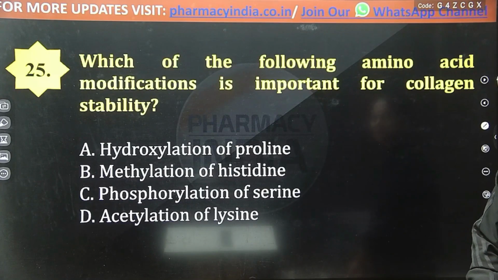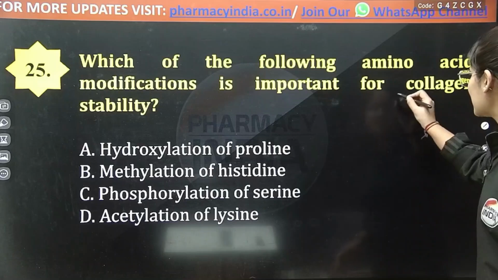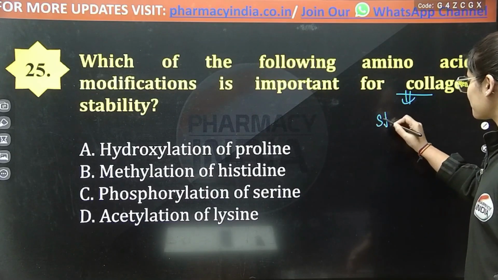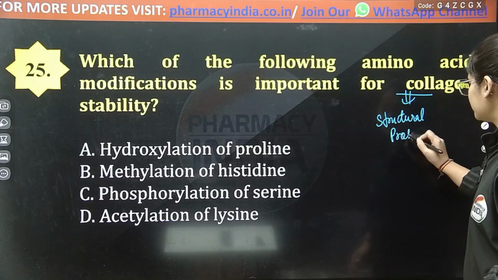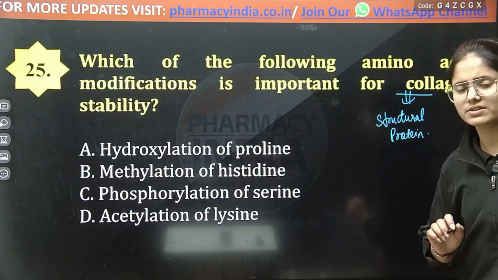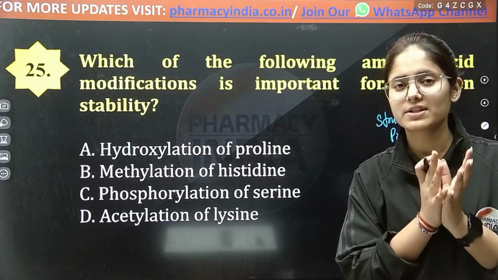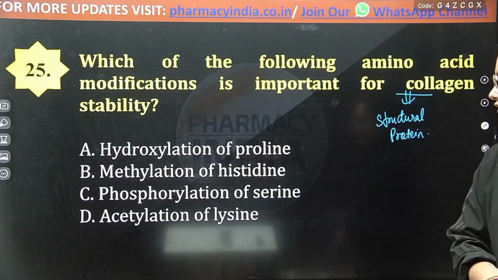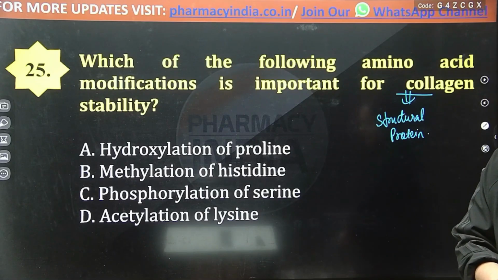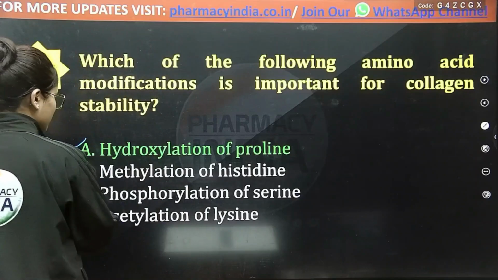Which of the following amino acid modifications is important for collagen stability? What is collagen? Collagen is a structural protein which is present in your skin and connective tissues, making them contractile and elastic. Hydroxylation of proline, methylation of histidine, phosphorylation of serine or acetylation of lysine. Correct option is hydroxylation of proline.